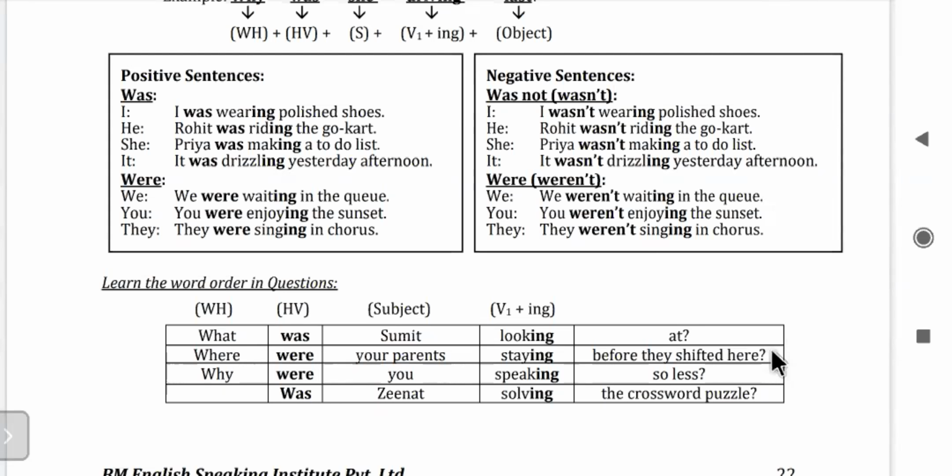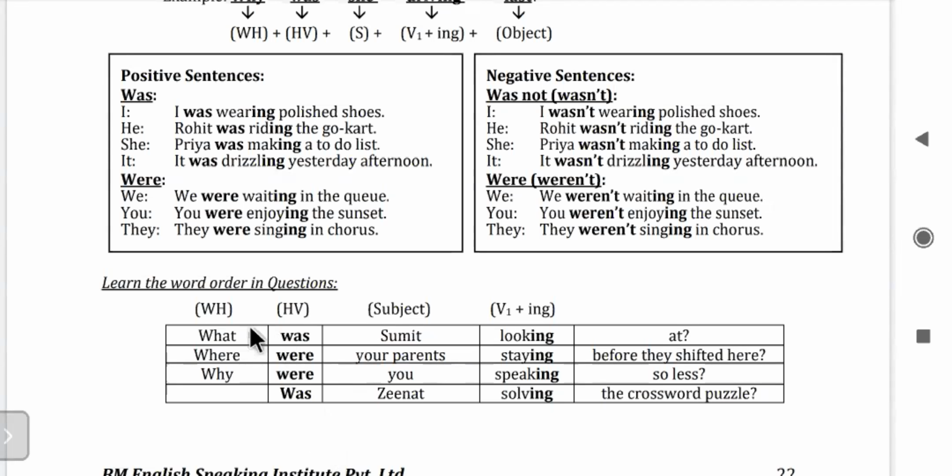Okay, that's much better. Here's my voice. Where were? Where were your parents? Where were your parents? So you can see this one and this one are totally different. Okay, next one. Why were you speaking so little? Okay, and this one: Was Zenith solving the crossword puzzle?